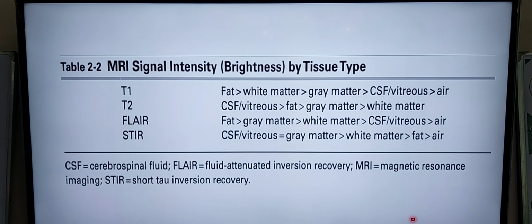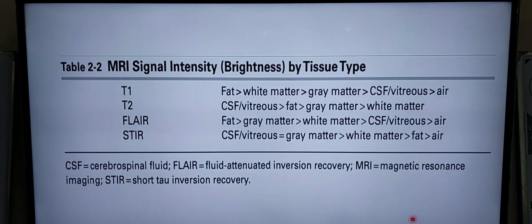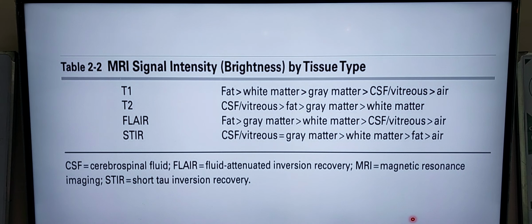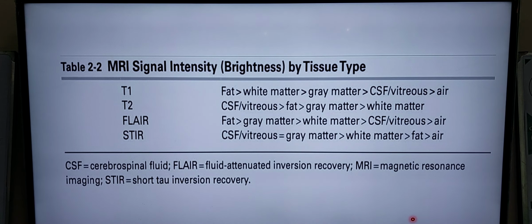If we compare the brightness of tissue types in T1, T2, FLAIR and STIR, in T1 fat is most enhanced, in T2 CSF and vitreous are most enhanced, and the rest of the order is almost opposite. For FLAIR and T1, the order is almost the same, but after fat, T1 enhances white matter, but in case of FLAIR, it enhances gray matter. And in STIR, it is similar to T2, but CSF, vitreous, and gray matter are enhanced equally.